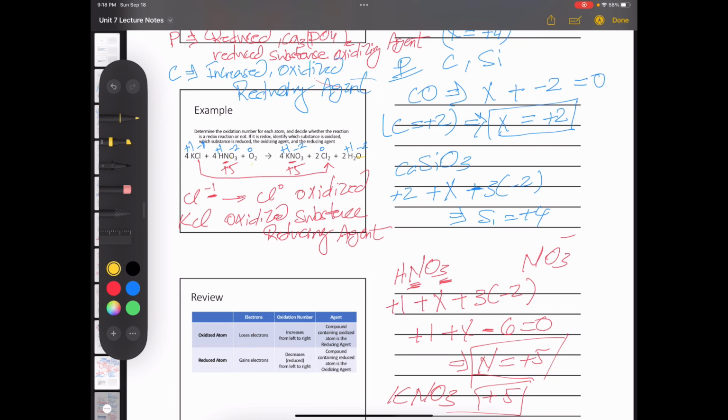However, if I look at the elemental oxygen, the oxidation number has dropped from being 0, from oxygen being 0 to H2O, H2O being at -2 for the oxygen. Okay? So the oxidation number has dropped. That means oxygen is the reduced substance.